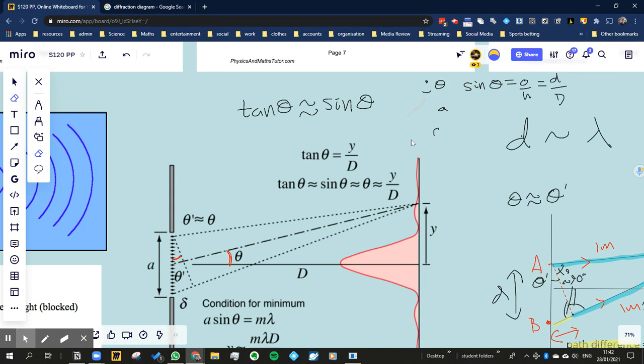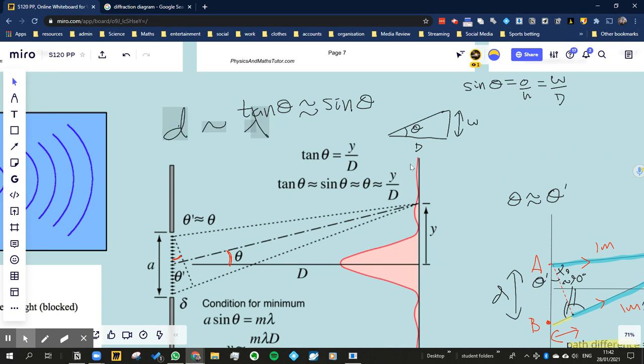Basically, we've got this triangle here, where that's theta. This is Y. I believe in your textbook it's W, and then that's D. And because this angle is very, very tiny, we can just say that sine theta is opposite over adjacent, which is W over D. And let's move that over there.